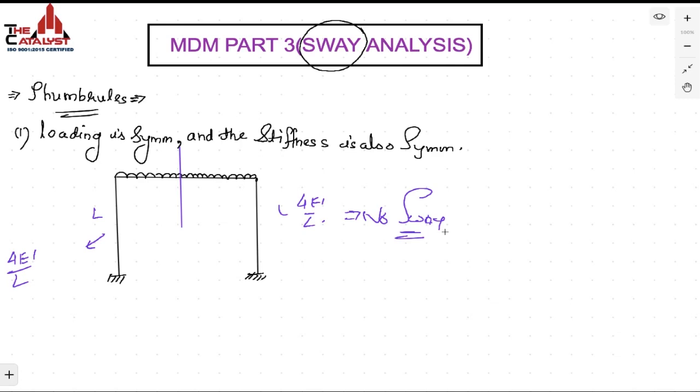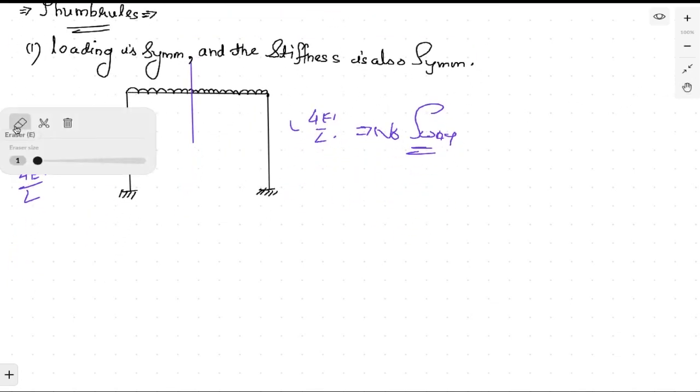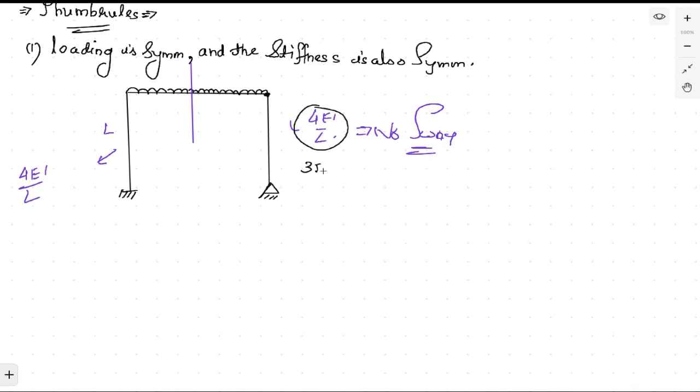Fine. On the other hand, if this frame, instead of being like this, had a case where this support becomes a hinge support instead of fixed, then the loading is symmetrical, fine, but the stiffness changes. It is no longer 4EI upon L, because the far end is hinged now. Now this will be 3EI upon L. Now the stiffness for this part and for this part will become different. It means that there will be the case of sway.